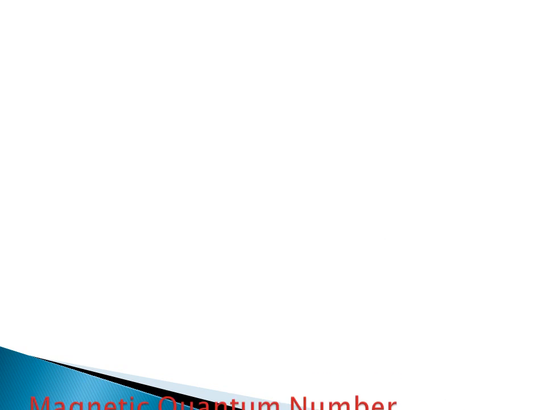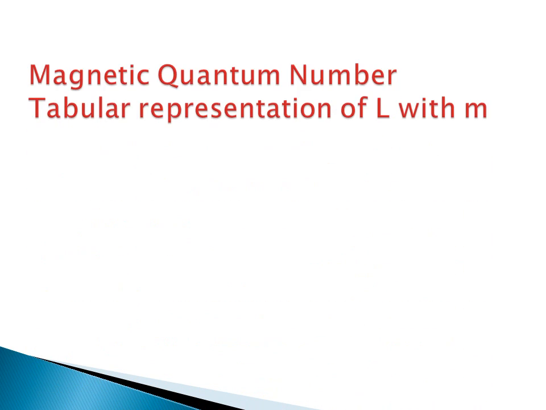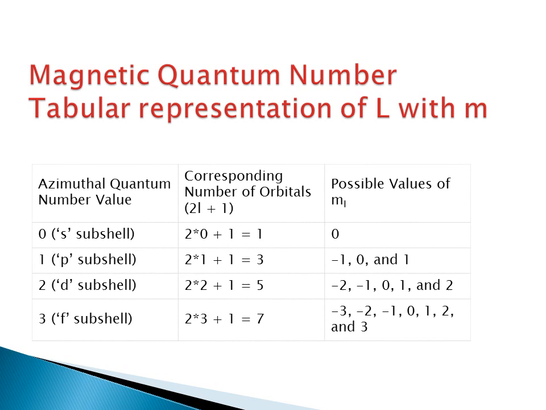Okay. Now, the tabular representation of the magnetic quantum number with the azimuthal quantum number. That is how the possible values of magnetic quantum number arise.